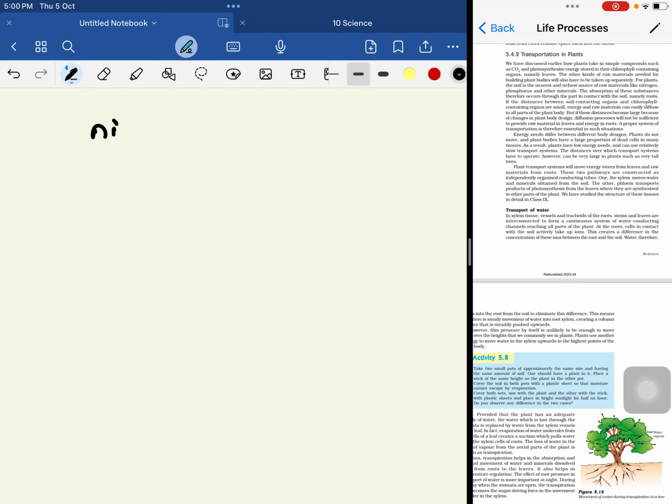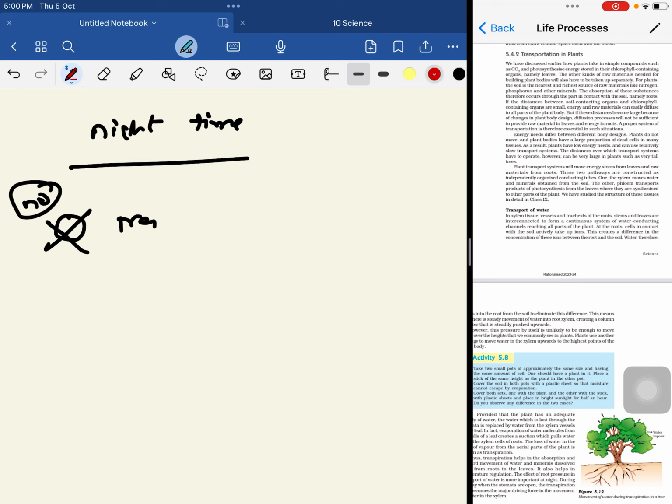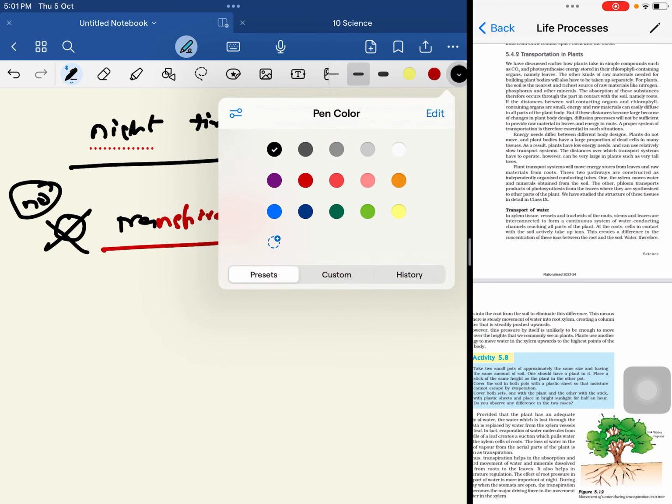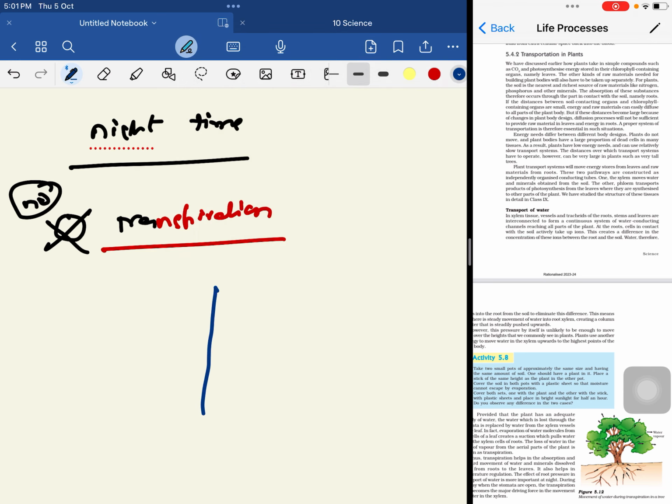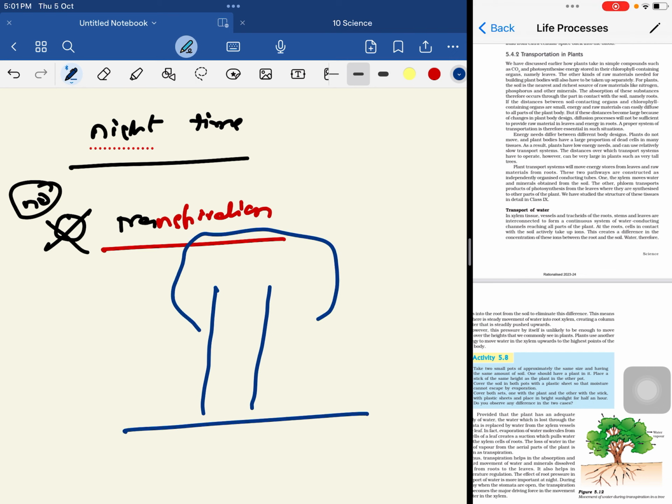So now we will come to night time. During night time there is no sun, so the transpiration process is inhibited. But how is the water transported from the soil into the tree? There will be a negative difference created from the soil to the roots.